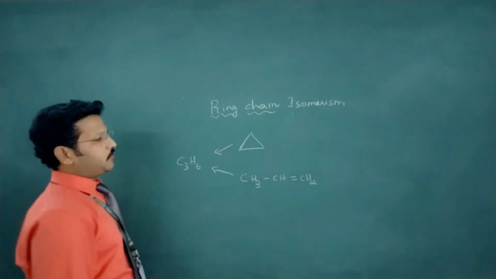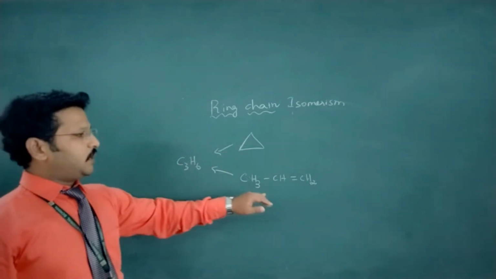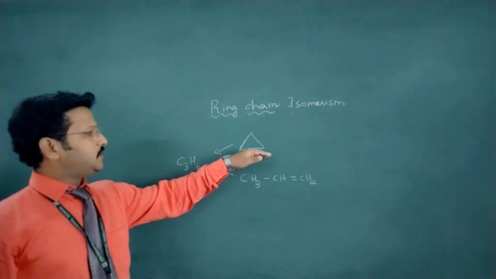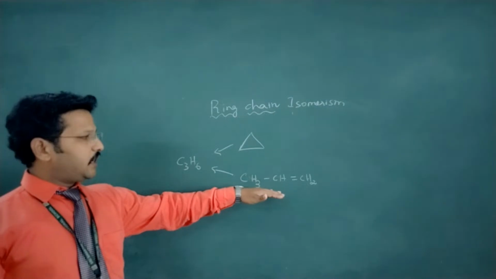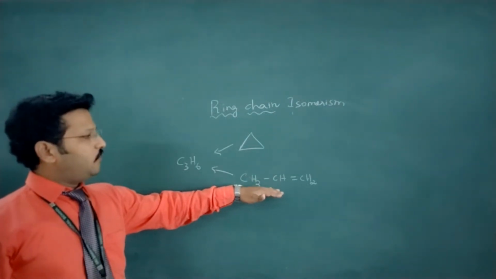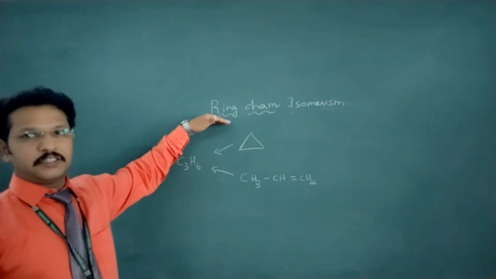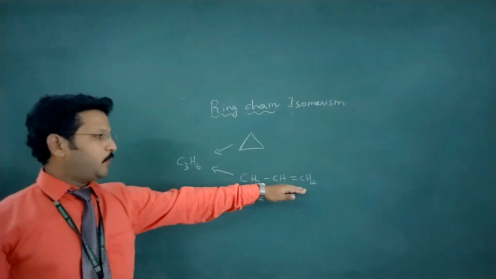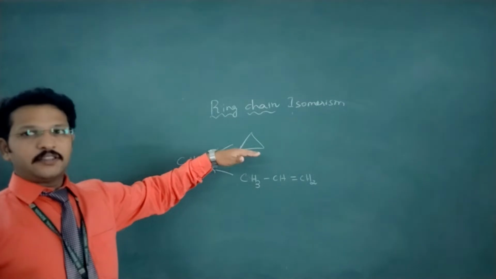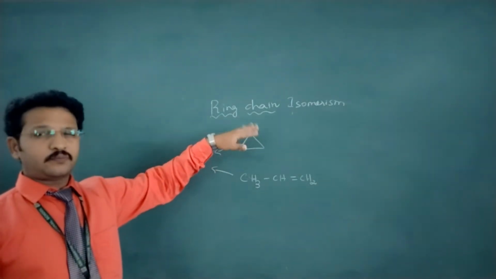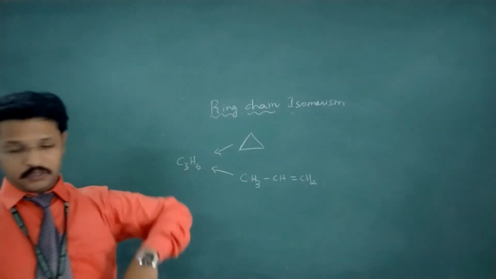So the molecular formula of both the compounds is the same, but this is a linear compound and this is a cyclic compound. A linear compound, a linear alkene, when changed to a cycloalkane, is considered to be a ring chain isomer. One of the pi bonds is broken and here we are getting the ring chain isomerism.